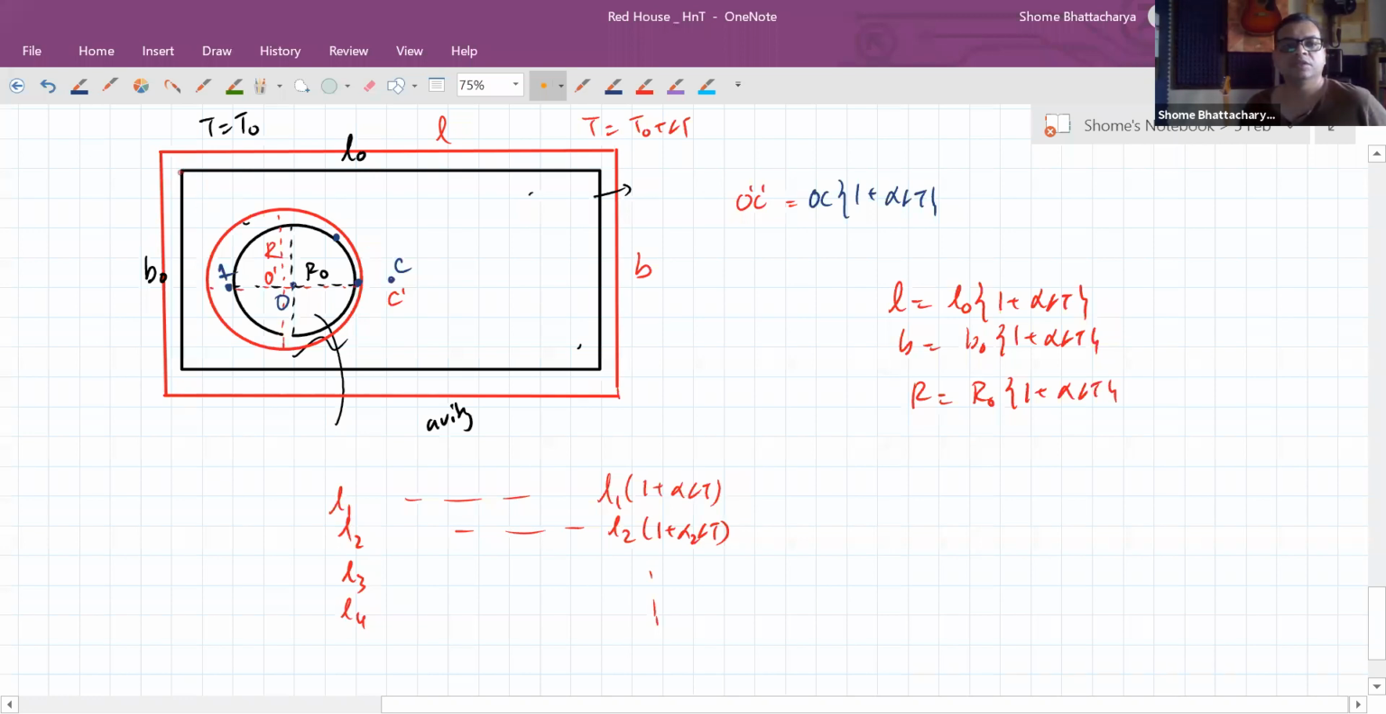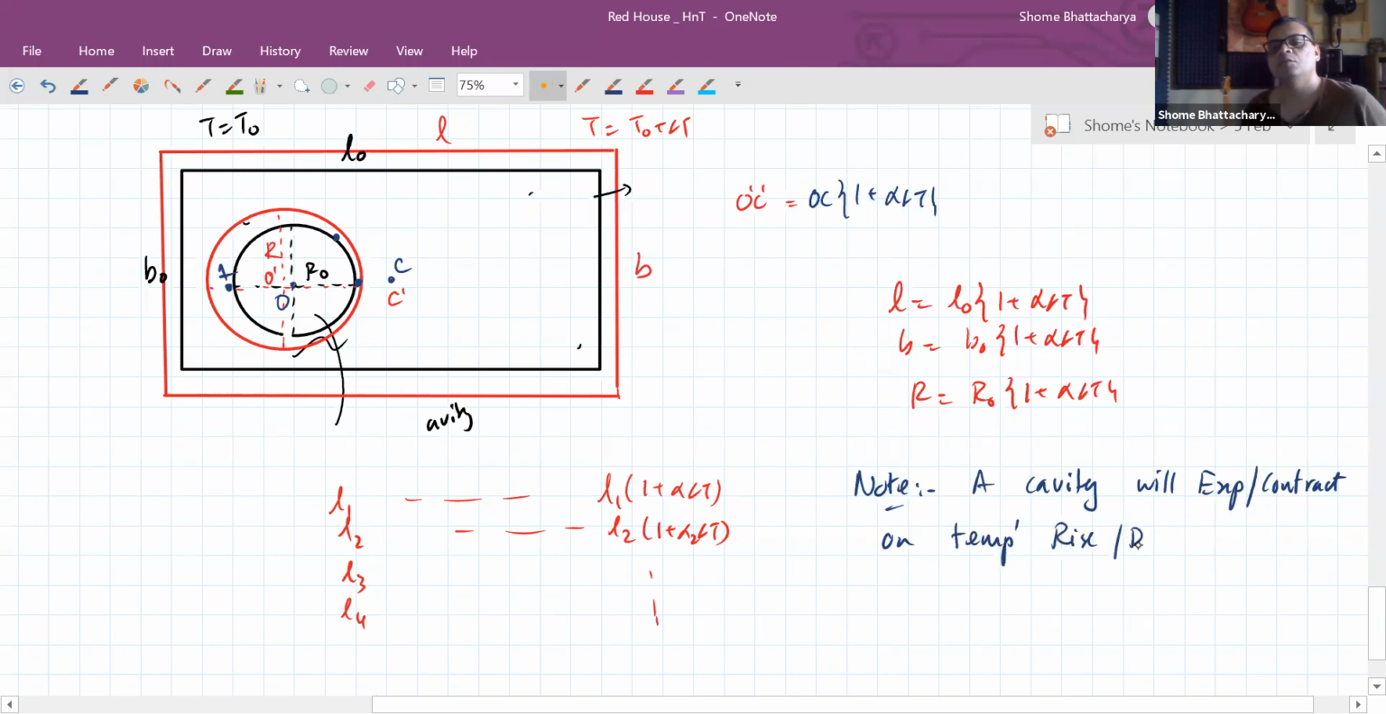Okay, so the easy way to understand this is that a cavity will expand or contract on temperature rise or drop exactly the same way as the material removed to create the cavity.